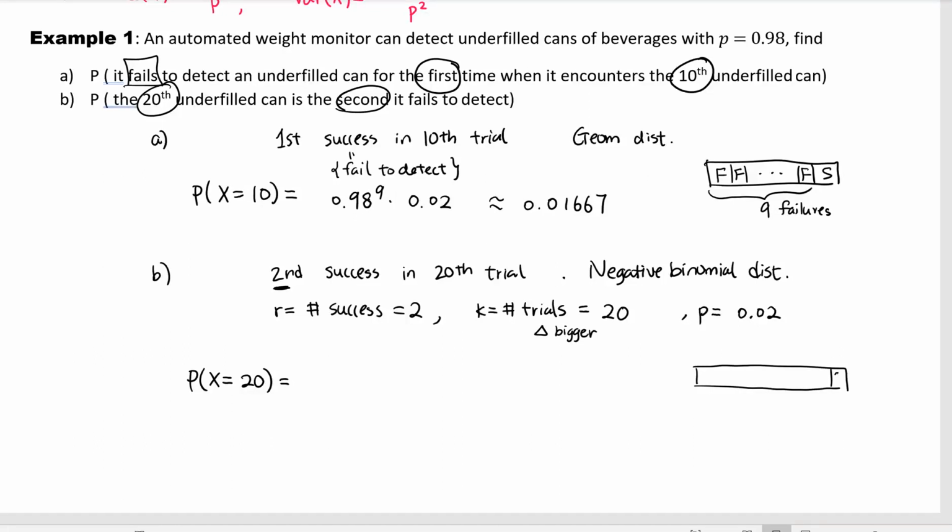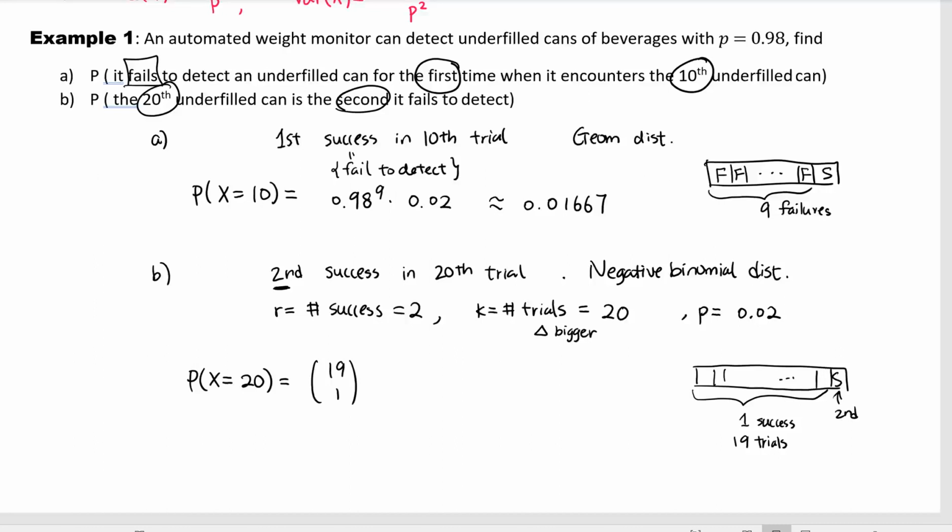Okay, so the last one is success, and it's the second one. So how many success in the previous one? We have 1 success. And how many trials? We have 19 trials. So that's why the probability, we have 19 trials and we pick 1 to fill with success. The others are failures.